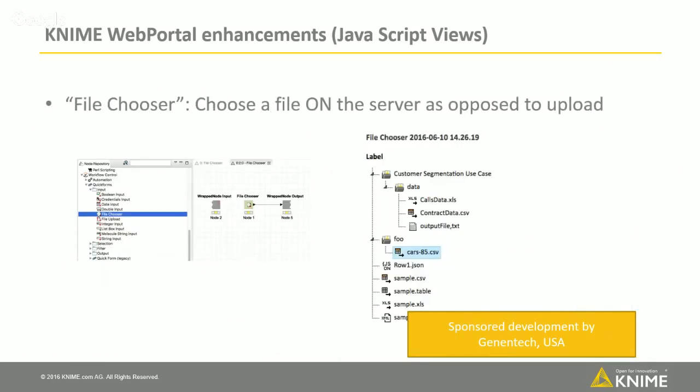We also have a new file chooser node that allows you to choose a file on the KNIME server that already exists there, as opposed to needing to upload that file. So if your files are already on the server, then you can allow users to choose from those files through the web portal, and that's really powerful. And again, that's sponsored by Genentech.